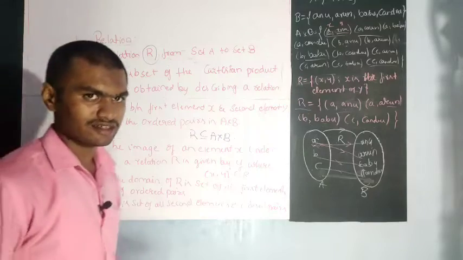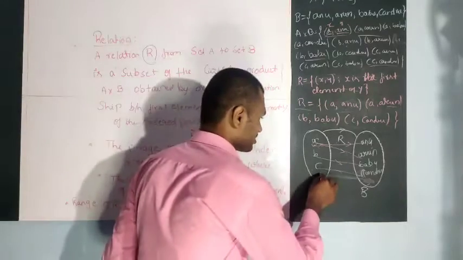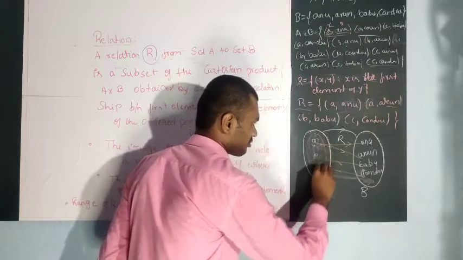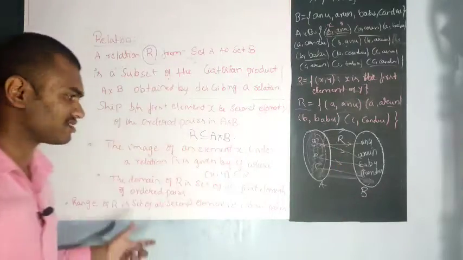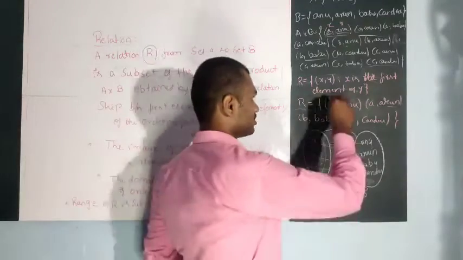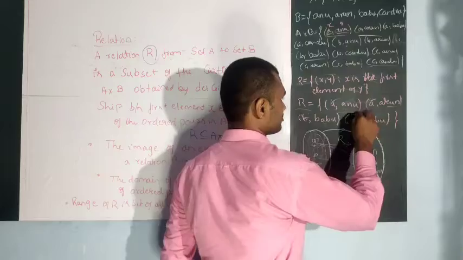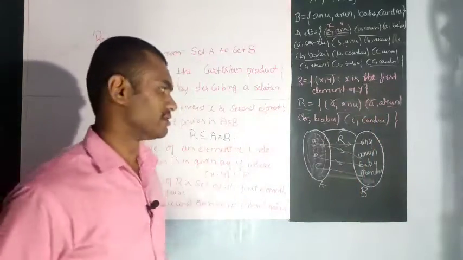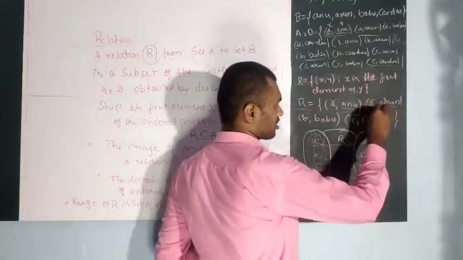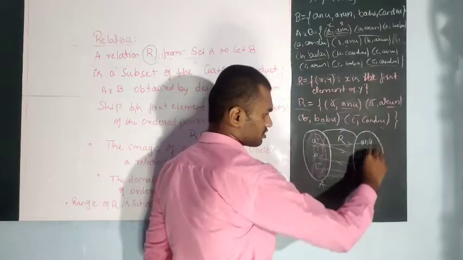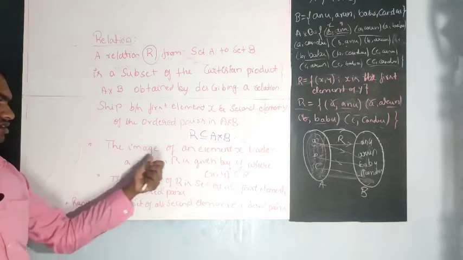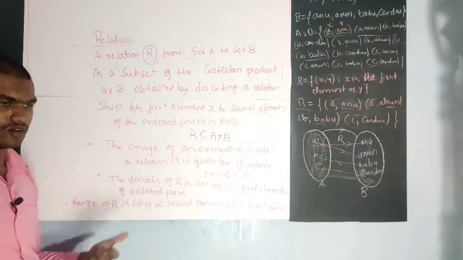What is domain? Domain means the set of all first elements. So the set of all first elements is called the domain in R. So in relation R, these A, B, C are the domain. Then what is codomain? The codomain is Anu, Arun, Babu, Chandru. So these are the codomain. You all learnt about image, domain and codomain.